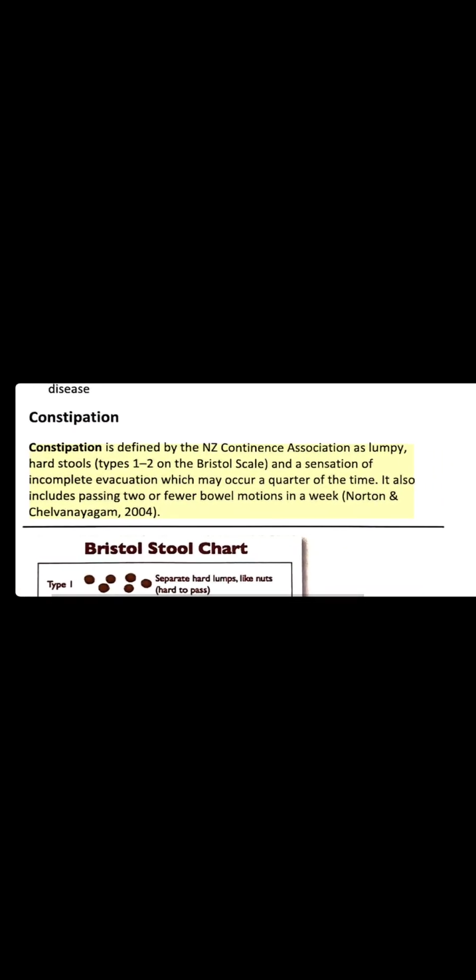Constipation. Constipation is defined by the NZ Continence Association as lumpy, hard stools, types 1 to 2 on the Bristol scale, and a sensation of incomplete evacuation which may occur a quarter of the time. It also includes passing 2 or fewer bowel motions in a week. Norton and Chelvanayagam, 2004. Bristol Stool Chart.